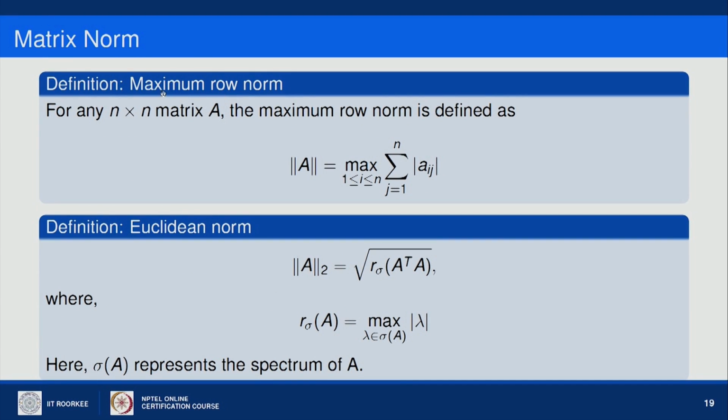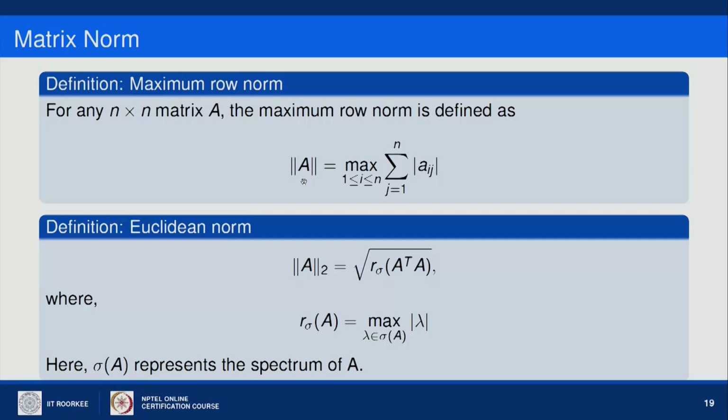The second type of norm we are going to define here is the maximum row norm. For any n cross n matrix A, the maximum row norm is defined as the maximum over the absolute sum of all rows. Absolute sum means we take the entries of each row, take the absolute value of each element of the first row, take their sum, similarly take the absolute sum of the second row and so on, and then the maximum out of those sums will give you the maximum row norm.